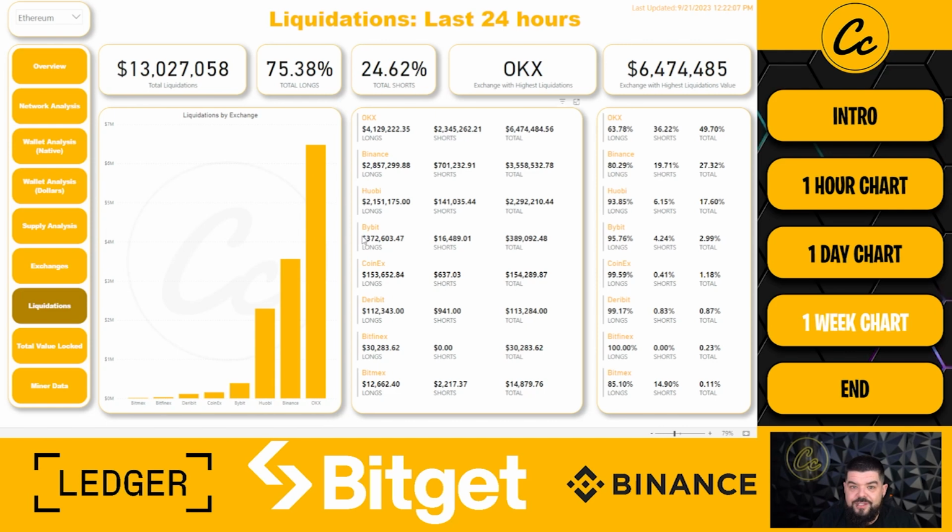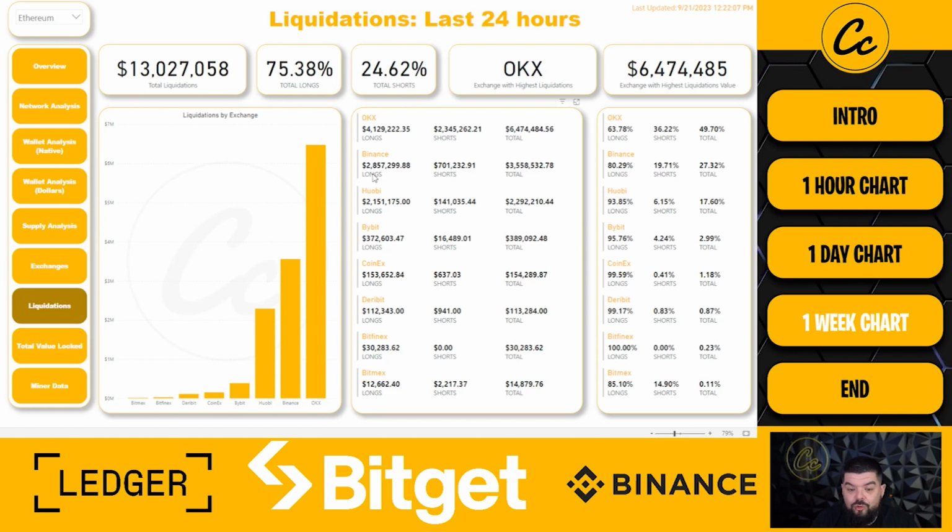A quick sneak peek at just now. And we can take a look at Ethereum's liquidations in the last 24 hours. We do see there was over $13 million worth of Ethereum liquidations, 75% of which were long, 24% of which were short. OKX being the exchange with the highest amount of liquidations, liquidating just under $6.5 million worth of positions. $4.1 million worth of longs, $2.3 million worth of shorts, and they again liquidating the vast majority of 49.7% of all Ethereum positions. Is there anything sticking out here?